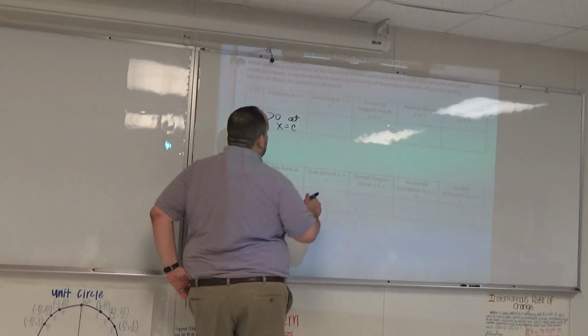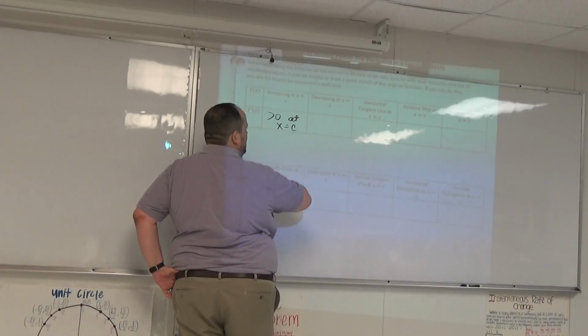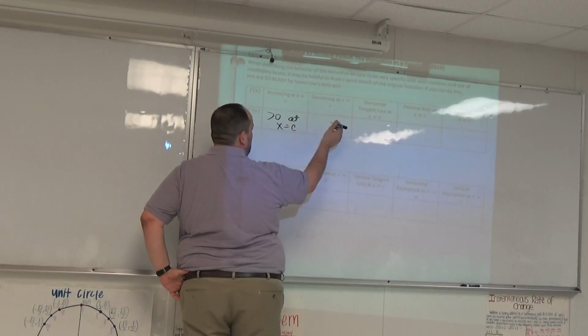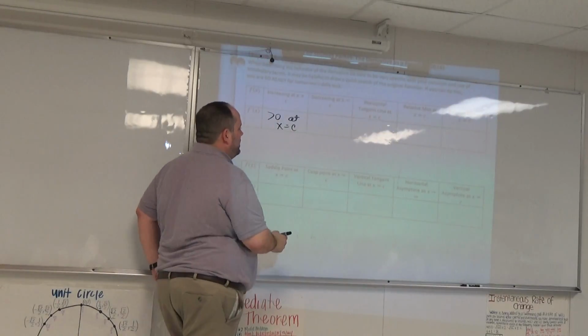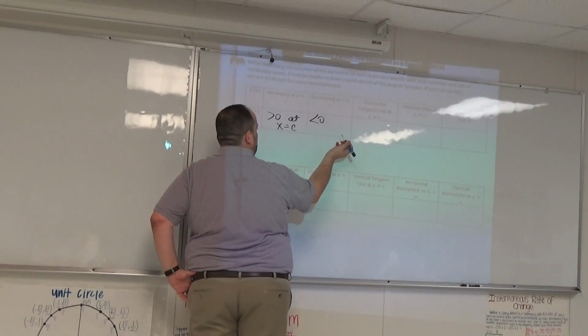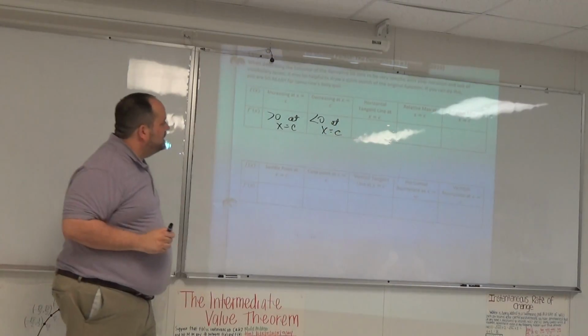Okay. If f of x is decreasing at x equals c, then f prime of x is less than 0 at x equals c. Next, Andrew.